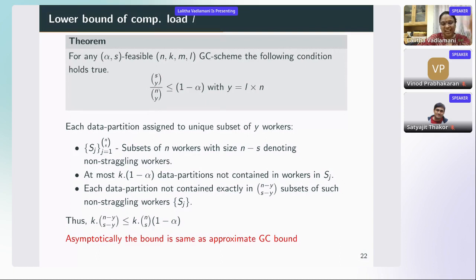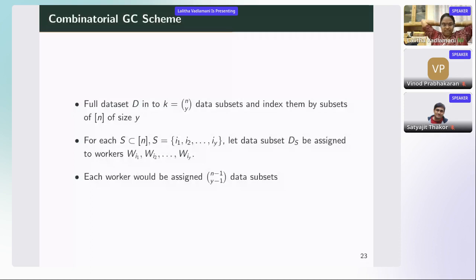Okay, but again, this thing that each data partition can be assigned to a unique subset of y workers is not the most general way of gradient coding, right? But when we are proving a lower bound, of course we assume a more general encoding matrix, so we relax it and still do a longer argument to show a similar kind of result. So that is all about the lower bound. And again, as I said, it is asymptotically the same as the approximate gradient coding bound, right? So how do we achieve this?